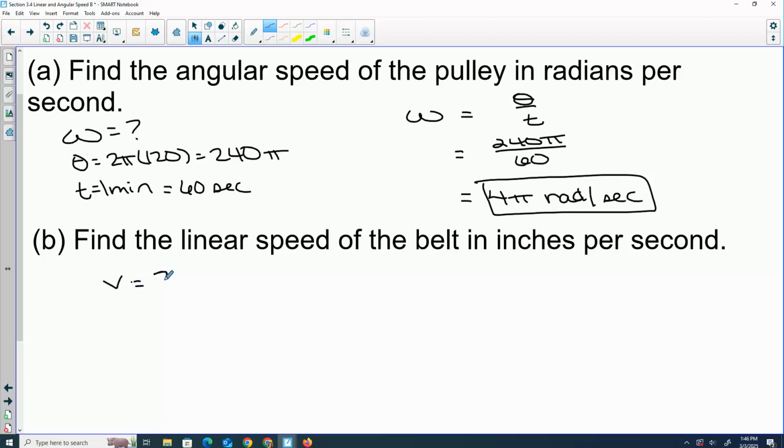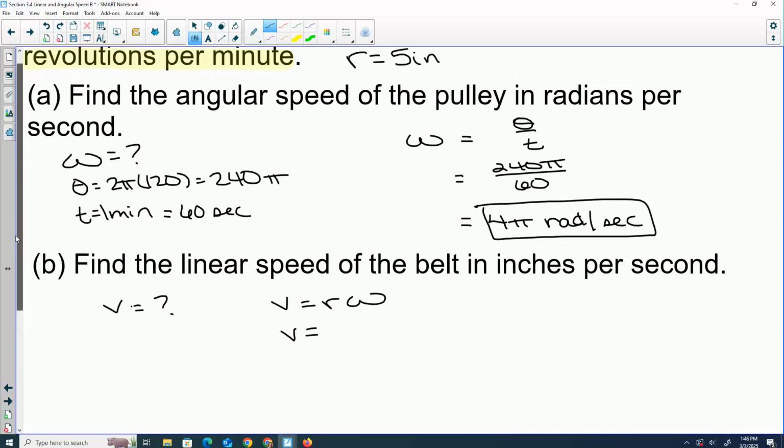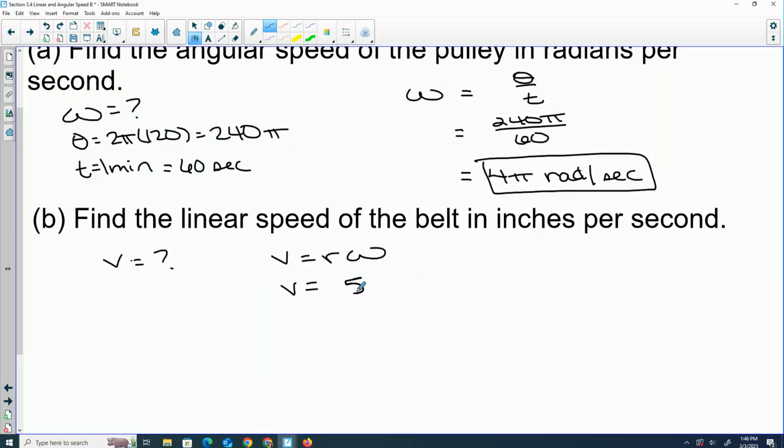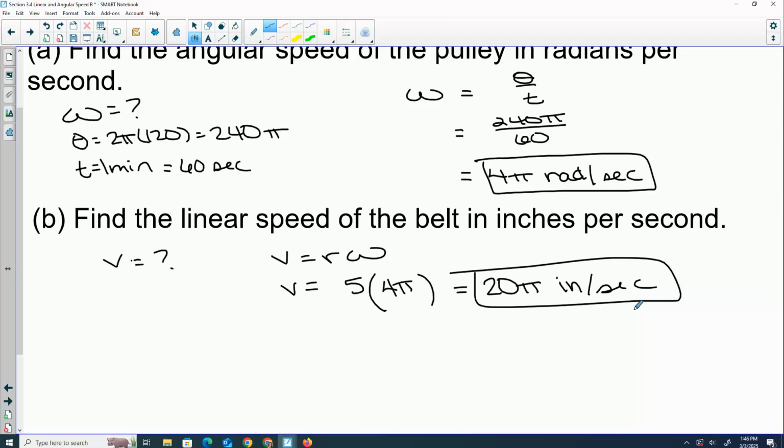Looking for B. Which formula did you use? R omega. So the radius was 5 inches, and omega was 4 pi. So 5 times 4 pi is 20 pi. If you're struggling with units, you can go back and think the radius was in inches, and if it's a speed, it has to be per time. So we were in seconds. So 20 pi inches per second. Did we get that one?